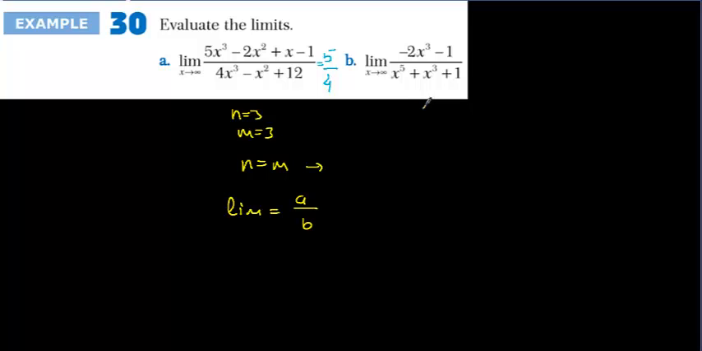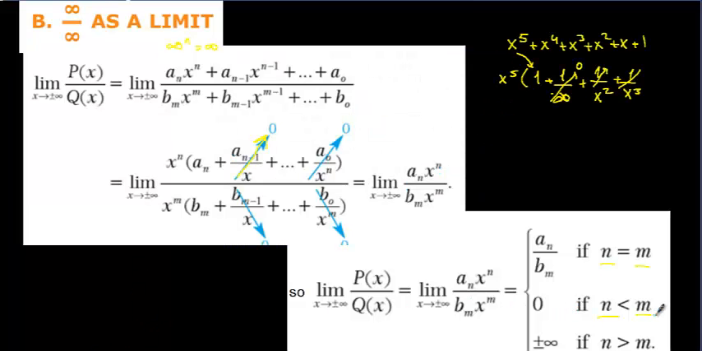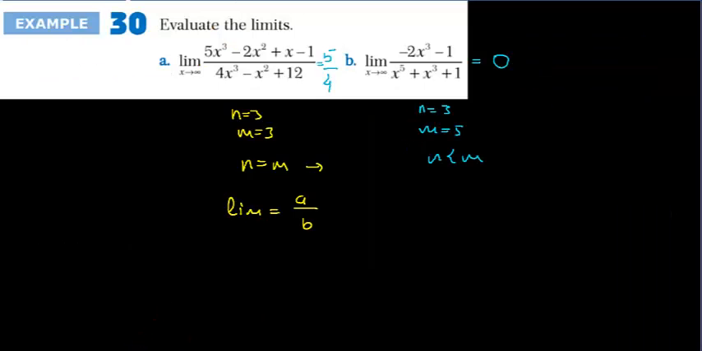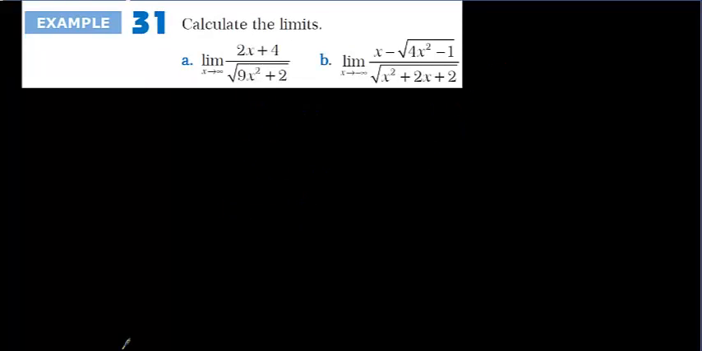The second one, n is equal to 3, m is equal to 5, n is less than m. It means that the answer is 0, because in that case n is less than m. Result is going to be equal to 0. But this is possible only for polynomial functions. For radical expressions, as you see, this is not possible.